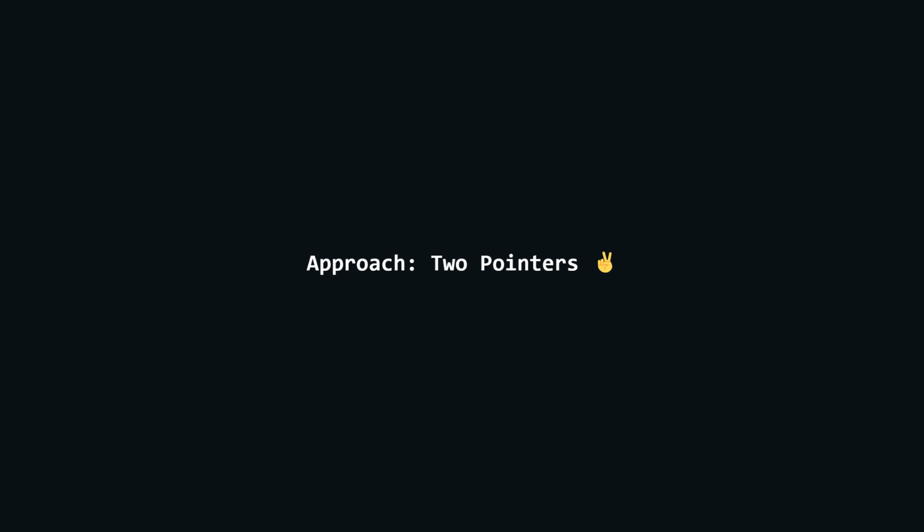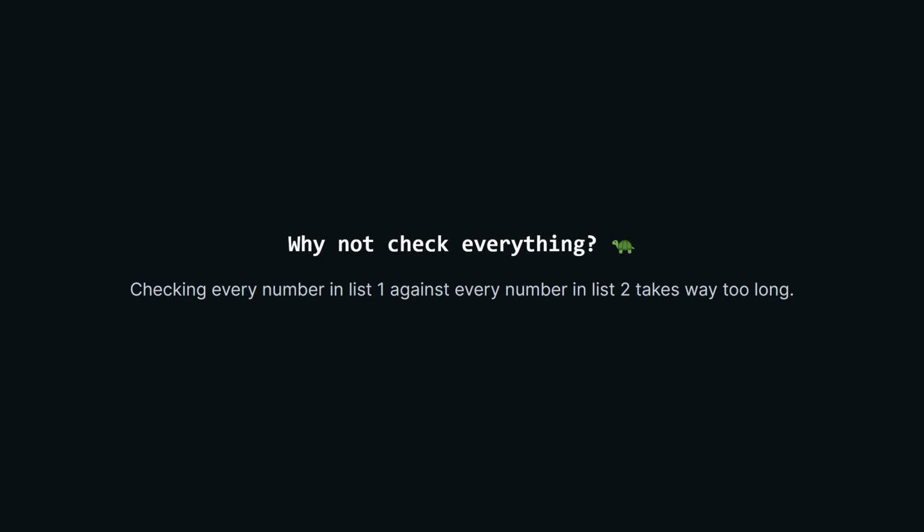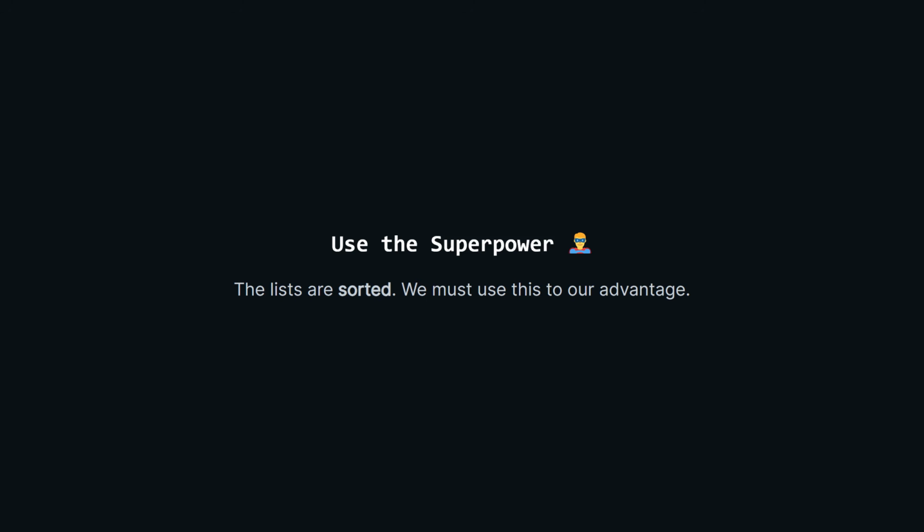So how do we solve this efficiently? The best way is using an approach called two pointers. You might first think to take the first number in list 1 and scan the whole second list for it. Then, take the second number and scan again. But that is incredibly slow. Because the problem specifically tells us the lists are sorted, we can use a much smarter strategy.